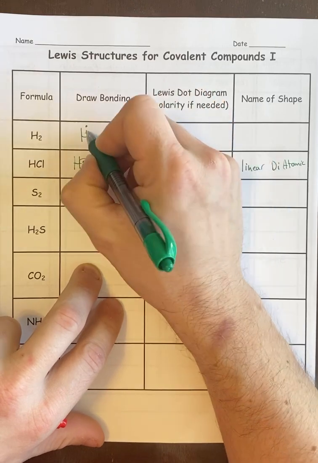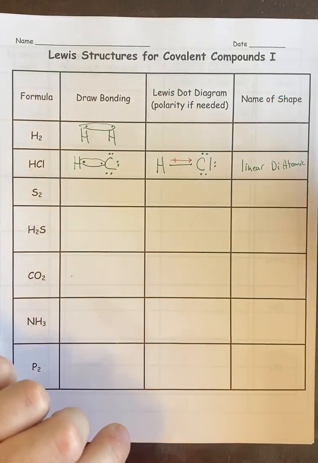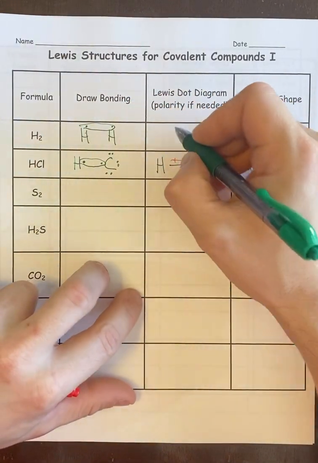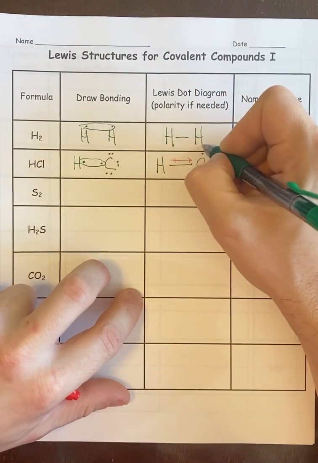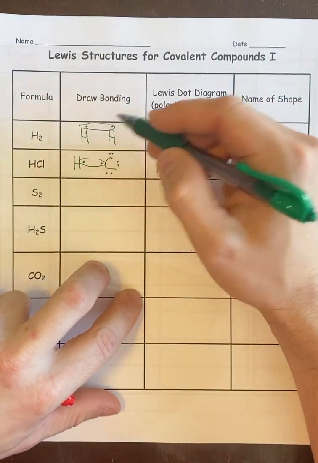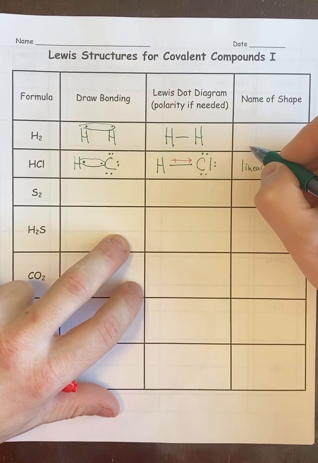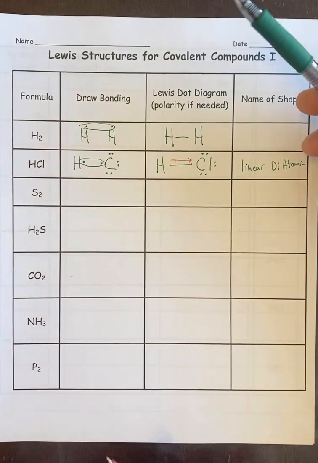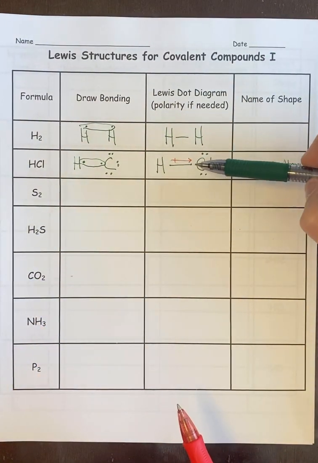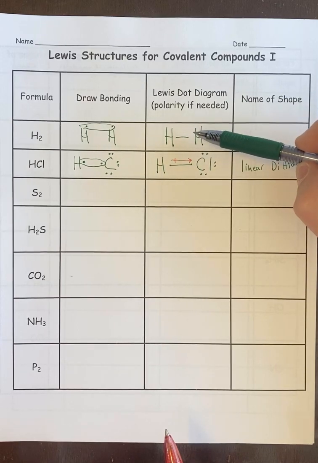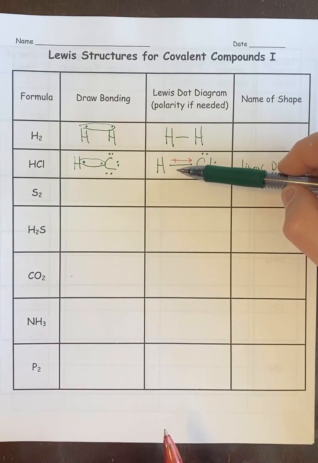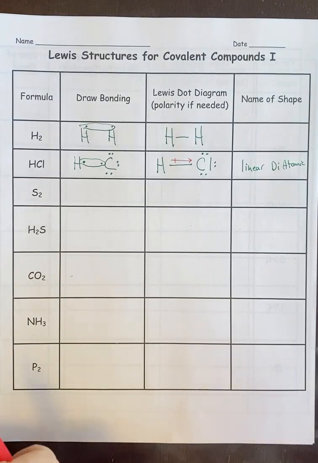If we were to do H2 as a comparison, this would be H bonded to H. Here I'll put the 1 valence electron at the top. It doesn't really matter where it goes if there's a single one. Circle the electrons. H line H. I don't have any lone pairs because there aren't any. Same name of shape, so I'm not going to write it in. But just be aware, HCl gets the polarity arrow. H2 doesn't because this one is nonpolar and that one's polar. We'll do 3 more and then that's it.